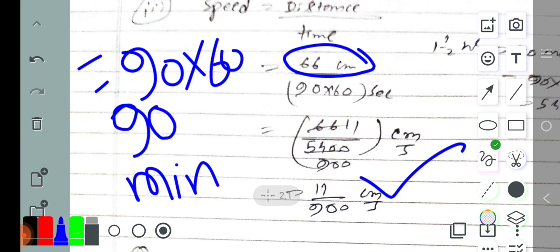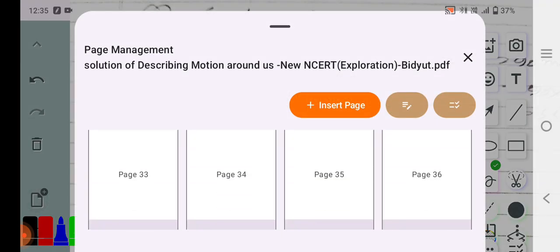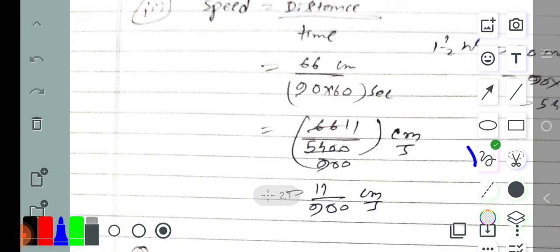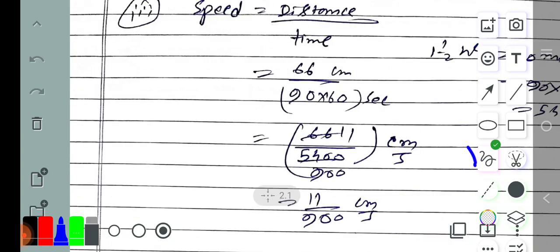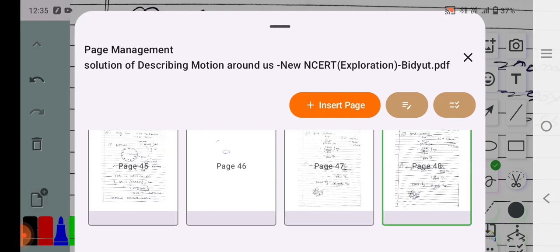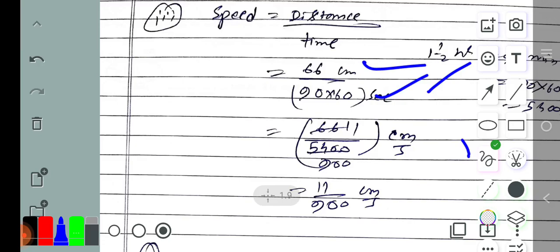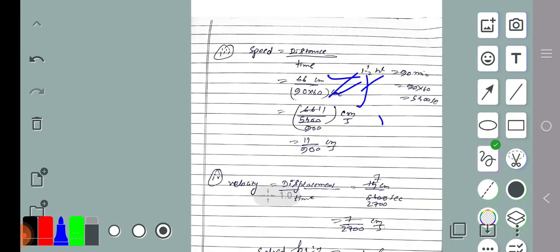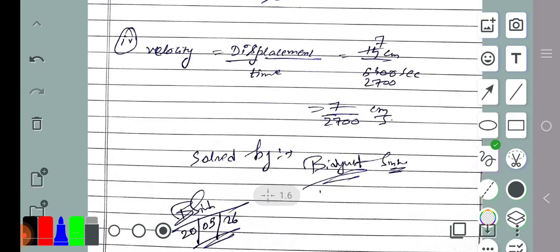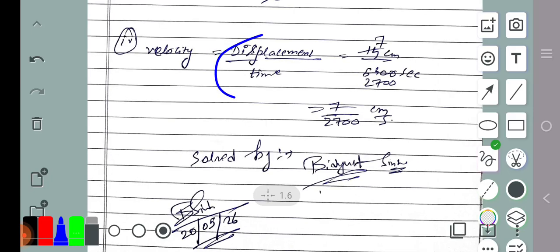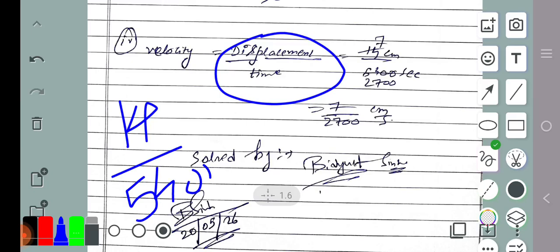And the velocity, if I am discussing the velocity, how much is it? We know the formula of velocity. The formula of velocity is displacement by time. Now displacement we have already got, 14 centimeter. Time is the same, 90 into 60, 5400. That means 7 by 2700 centimeter per second.